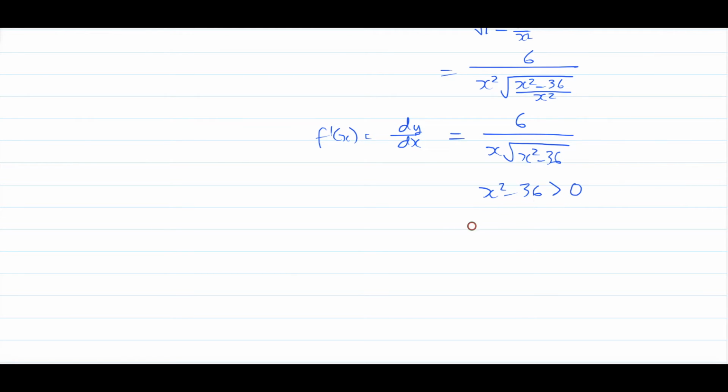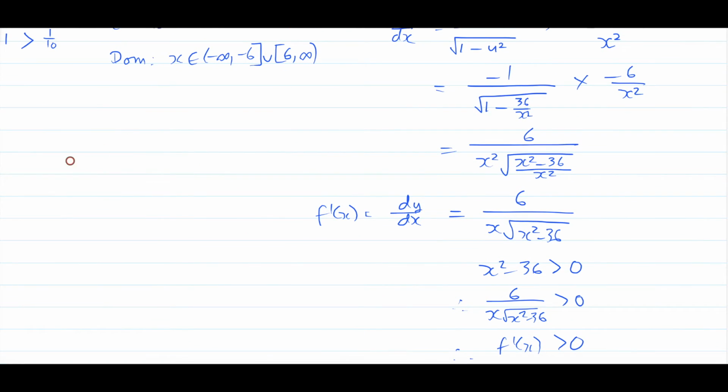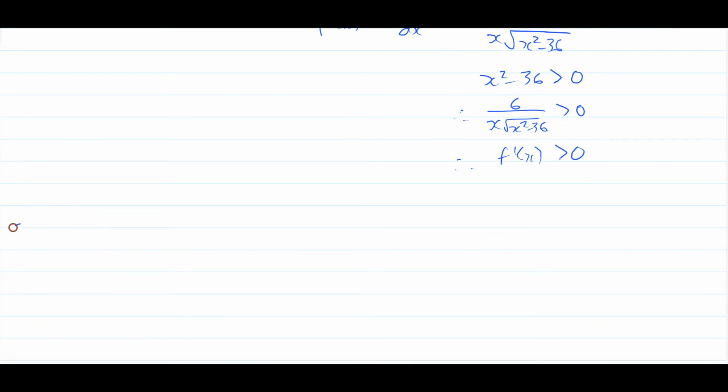So because this is always bigger than 0, that would mean 6 over x times the square root of x squared minus 36 is a positive number. Positive divided by positive will always give you positive, and therefore f dash x is always bigger than 0. So that is part B. Right, and then for part C, guys, I'll do it quickly over here. That is to sketch the graph f(x) equals cos inverse of 6 over x.